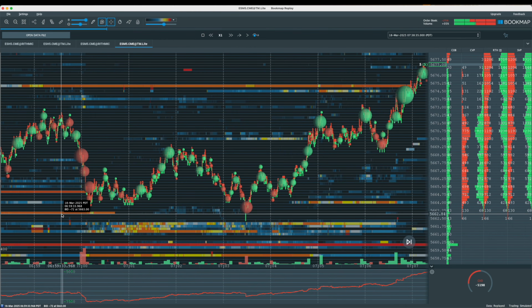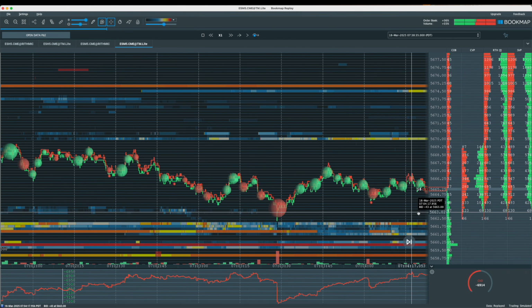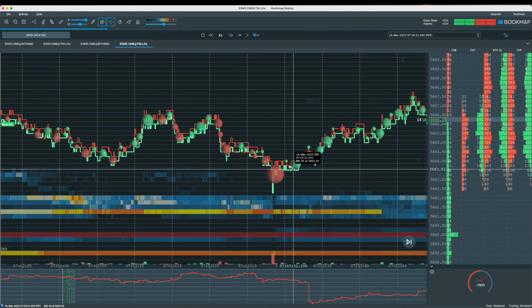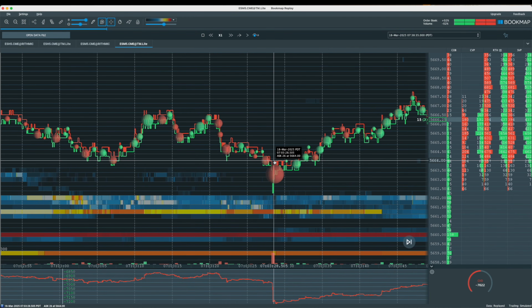But technically, whoever was right here took their order away. So it has to move through it in order for it to really matter. And just so you do know, the red and the blue lines are the best bid and the best offer at that price.